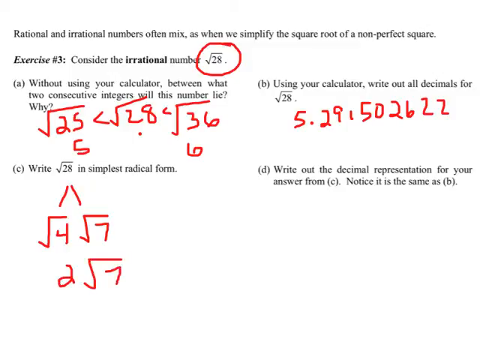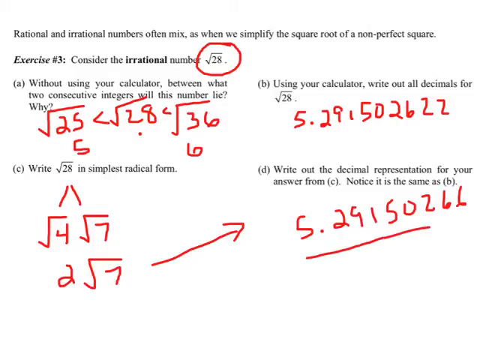Now in part D, they actually want you to write out the decimal notation on this and see if the answers are the same between them. So plug this into the calculator, do 2 times radical 7, and bingo, guess what you get? Same thing, 5.291502622. And that all goes back to the rules we had yesterday with busting up the thing: square root of 28 is the same thing as square root of 4 times square root of 7. We're ready to move on, but these are all called irrational. Why? Because they keep going on forever without repeating.